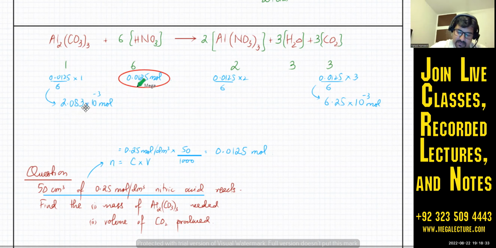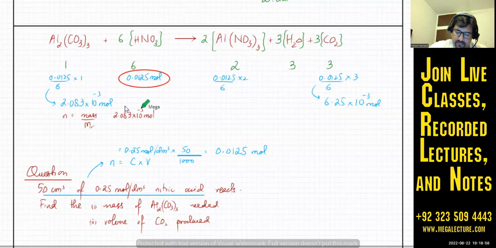Moles equals mass divided by the molar mass. To use this formula, the first thing is you need the moles, and we have the moles. It's 2.08 times 10 power minus 3 moles, so I'm going to plug in those values.